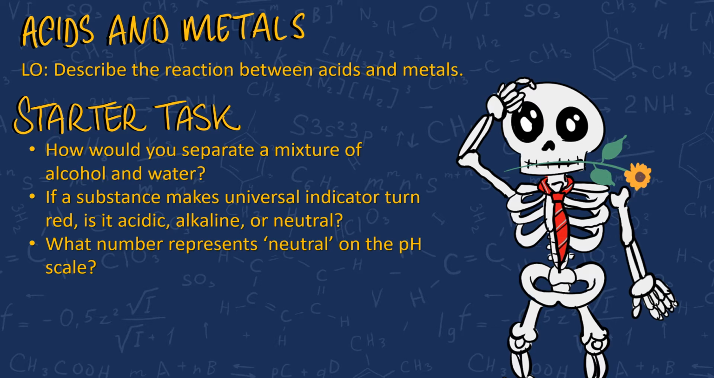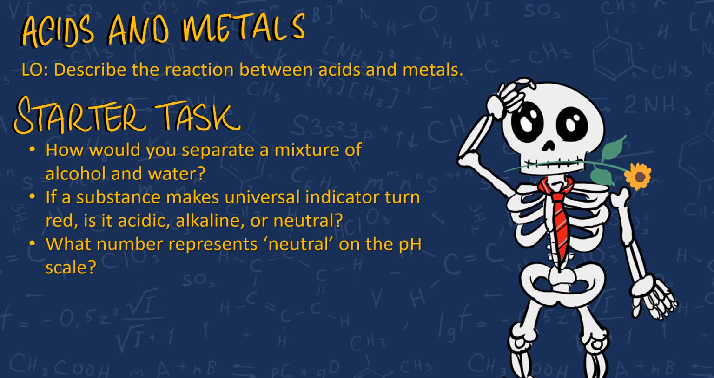Okay, number 1, how would you separate a mixture of alcohol and water? So these are two liquids together, so you couldn't use a sieve or anything like that. One of the options you might have chosen is evaporation, which is a valid point. But if we wanted to keep the water and keep the alcohol in liquid forms, then we would use a process called distillation. Now, you should have done this in year 9.